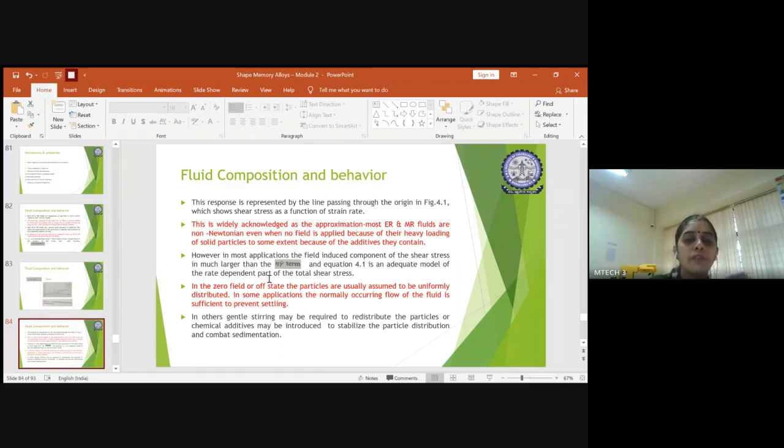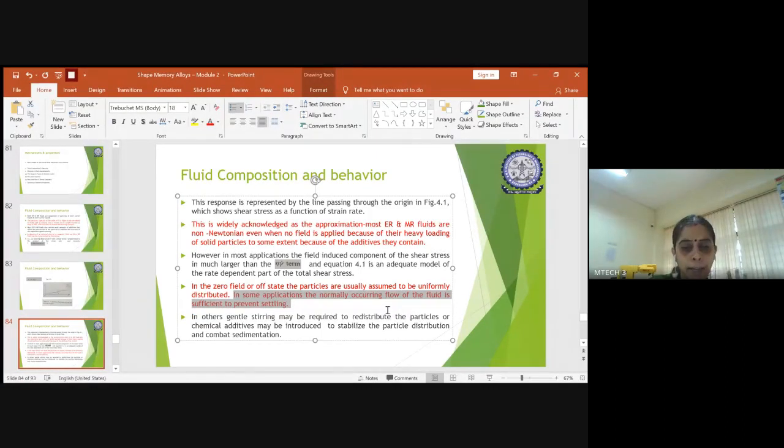Okay, so at zero field, we assume that all the particles are uniformly distributed. But in some applications, normally the flow of the fluid is sufficient to prevent settling. The particles have to be kept uniformly distributed, so in some applications they adjust the flow of fluid in such a way that it is sufficient to make the particles evenly distributed.